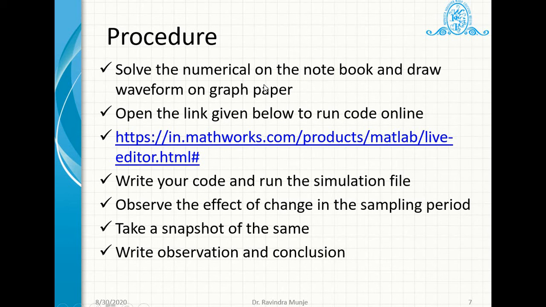Procedure is to solve the numerical on the notebook and draw the waveform on the graph paper. That is the very first thing. Open the link given below. This link is given, so you need to open this link on the browser.